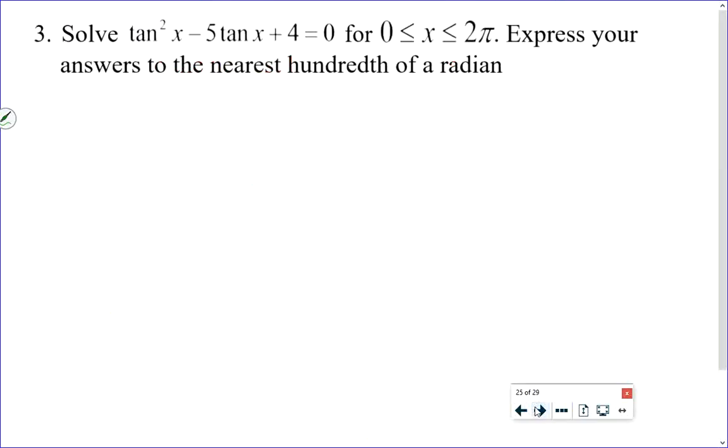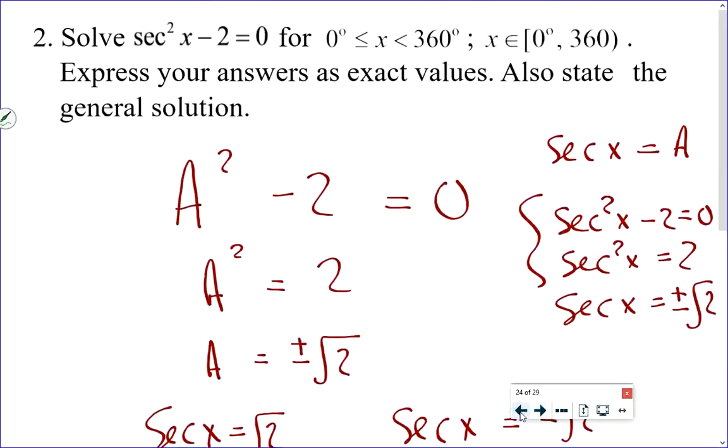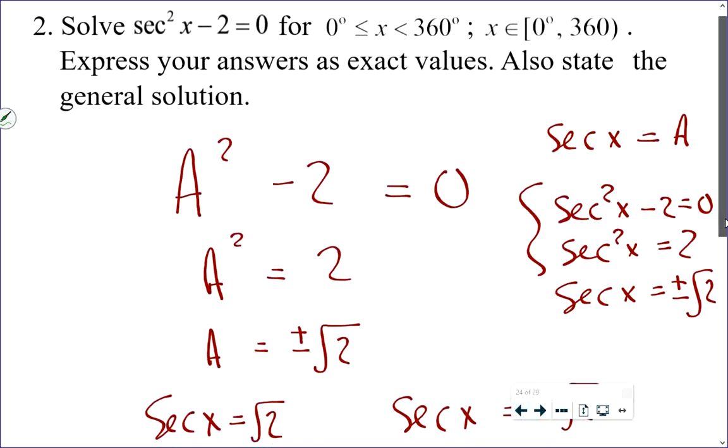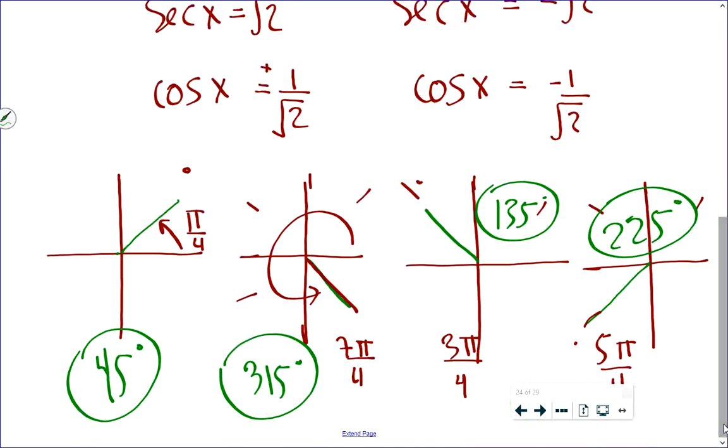Were we asked to find a general solution there? Also state the general solution. So you know what we could do? And I don't want to do this. We could write 45 degrees plus multiples of 360. 315 degrees plus multiple of 360. 135 plus multiples of 360. 225 plus multiples of 360.